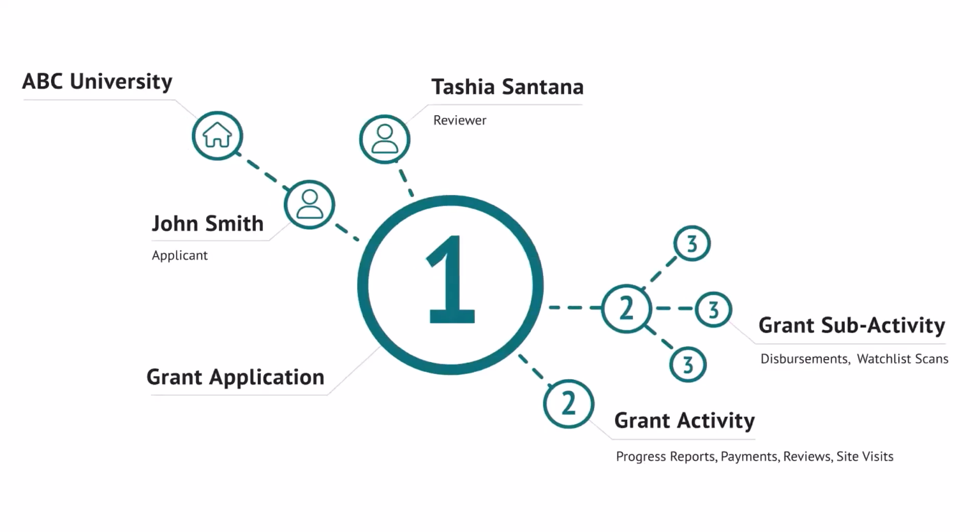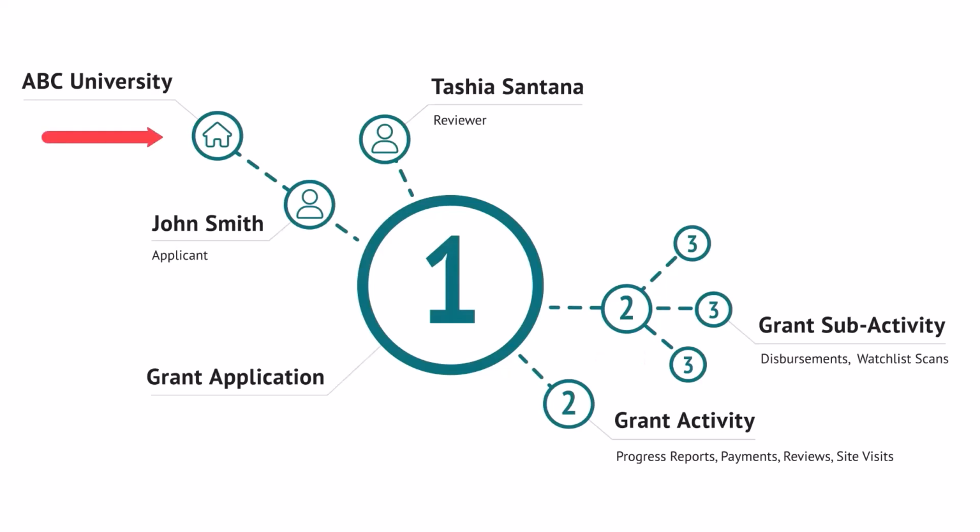In this next image, we see the graphical representation of the UTA in this context of grant management. The level 1 in this case is the grant application. Level 2 records could include things like reports, agreements, payments, reviews, site visits, and so on, while level 3s could include the disbursement records or things like watch list scans.